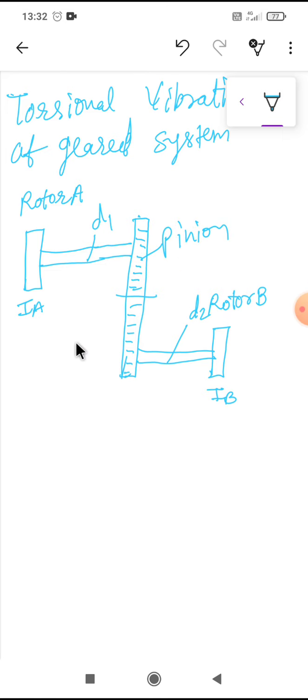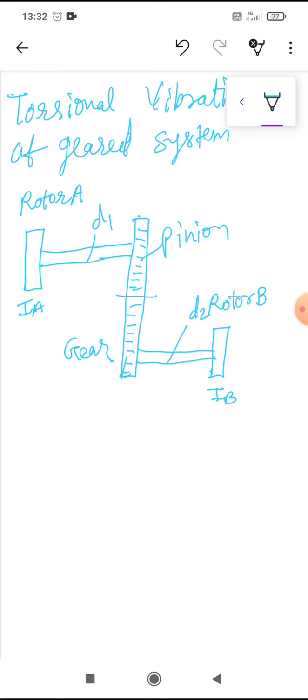and suppose this rotor has diameter d1 and moment of inertia Ia. This rotor B has moment of inertia Ib and diameter d2. And there are two gears. The first is the pinion and the other is the gear.